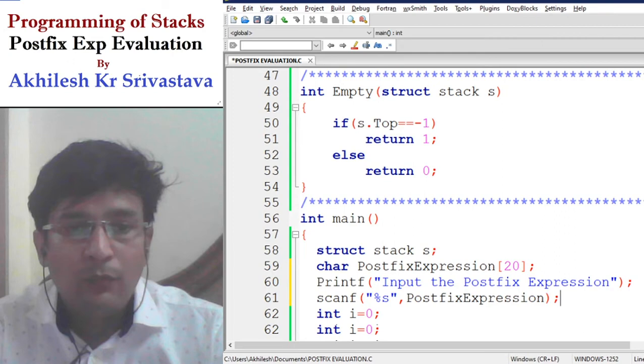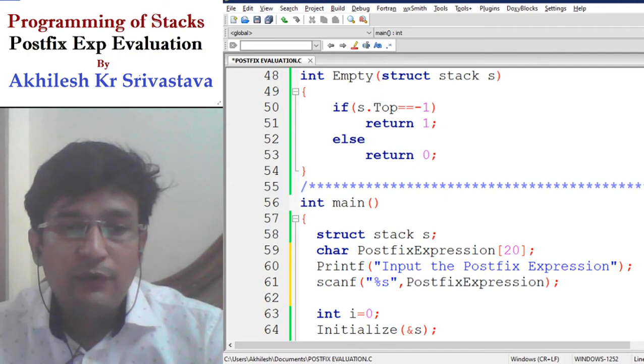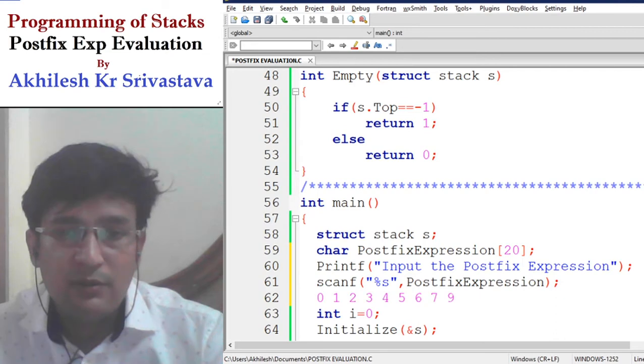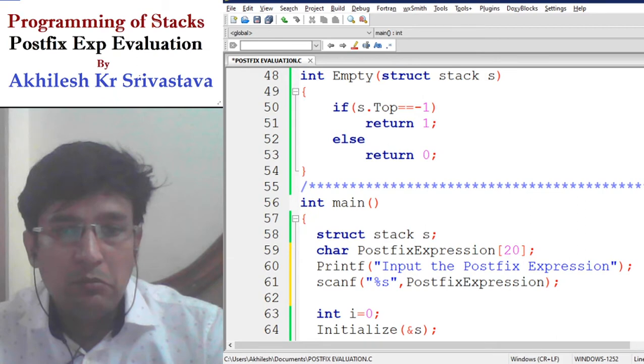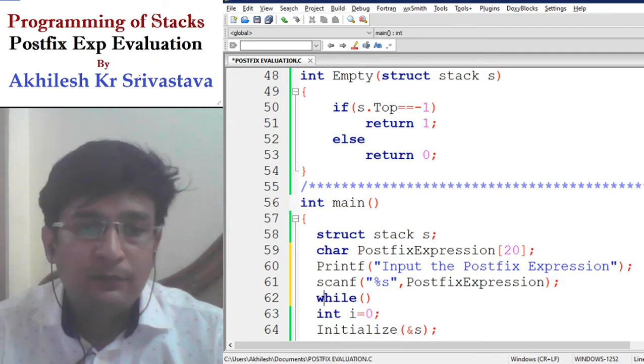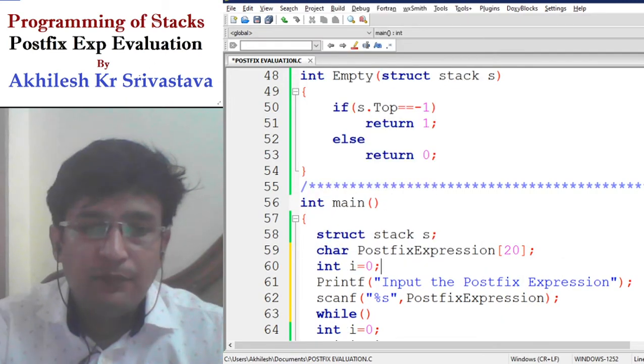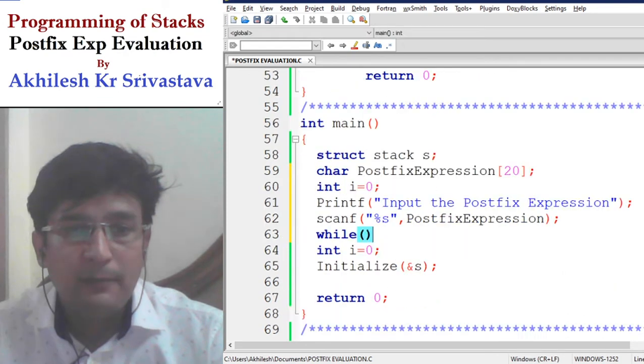After this, we need to identify if the given expression character is an operand or operator. So here we are considering that we have a single digit operand. So if we have a single digit operand, we can have 0, 1, 2, 3, 4, 5, 6, 7, 8, or 9. So we scan every character of the postfix expression one by one. Since this is a string, let us take I, which will be working as the index for the postfix expression.